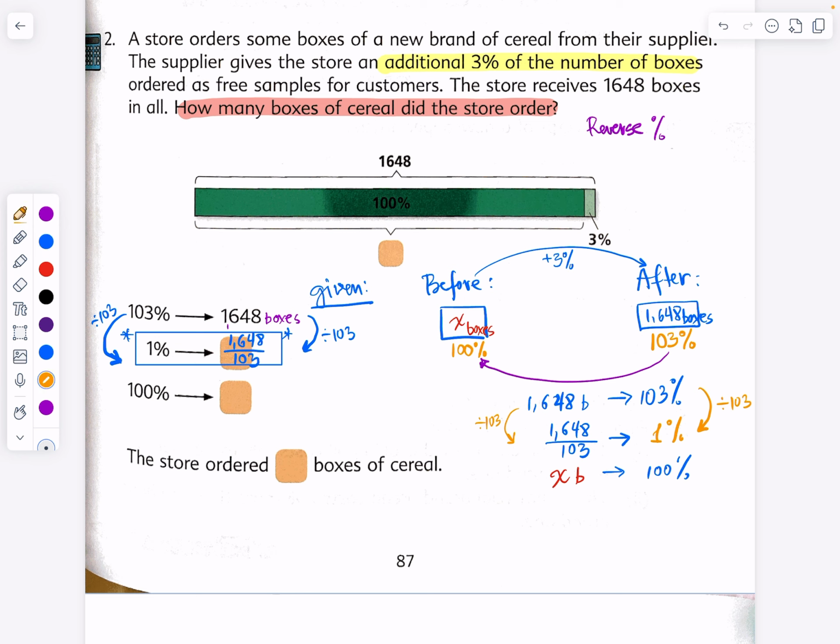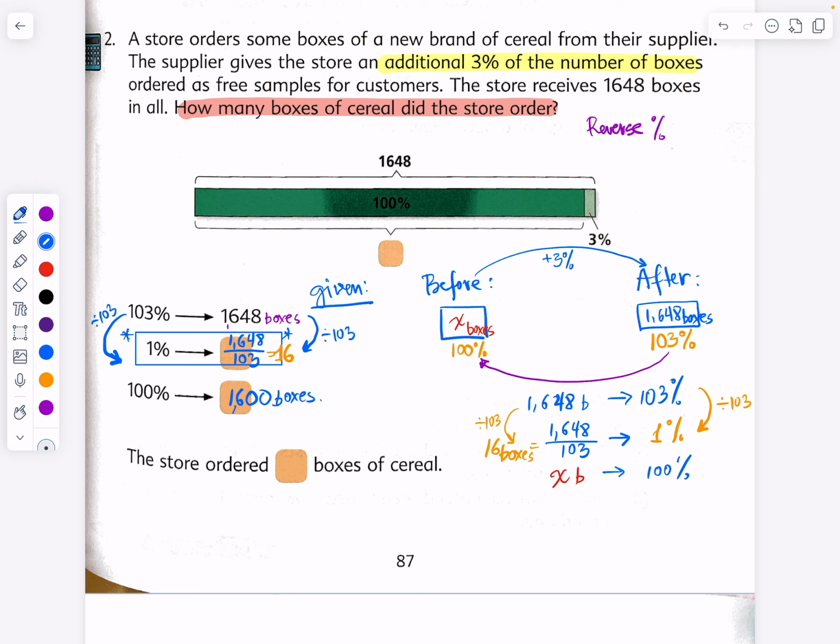Let me write it down. This is 16 boxes. And this is 16. Once we know 16 boxes is 1%, it is easy to figure out that 1,600 boxes was the original order.